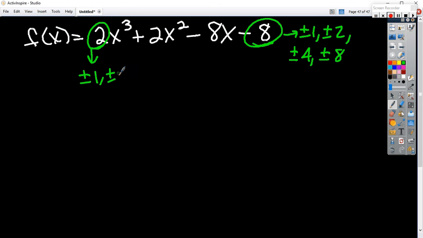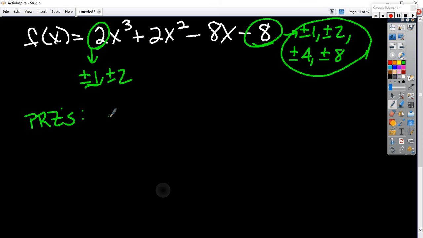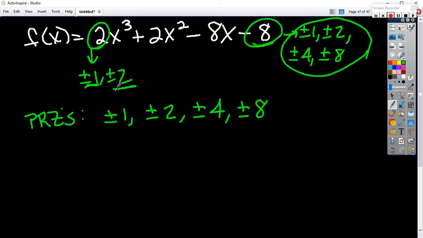So if I simply asked you to list the PRZs, is it going to be 8 numbers? Factors of 8 are these 4 numbers. Factors of 2 are 1 and 2. So when I start putting them together, I take all of these numbers and I divide them first by 1. That gives me 1, 2, 4, and 8, each plus or minus. Now take all these numbers and divide them by 2.